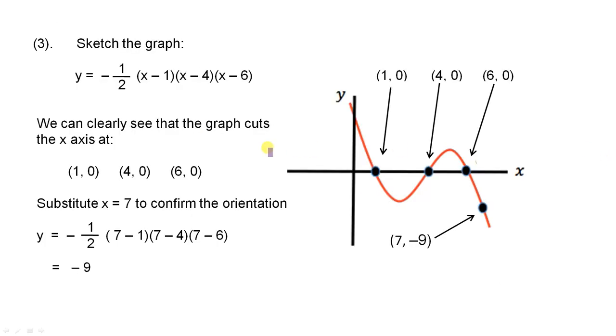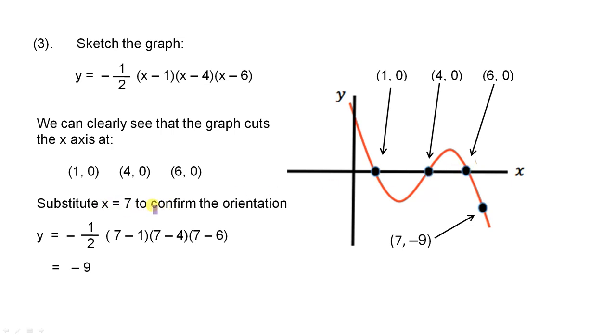And the next curve is similar. We're given the factorization here. We have -1/2 outside the grouping symbol. So if we focus here, we can see that the graph cuts the x-axis at 1, 0, because x is 1, 4, 0, because x has to be 4, and 6, 0, because x has to be 6. So we know that those 3 points here, that's where the curve cuts the x-axis.